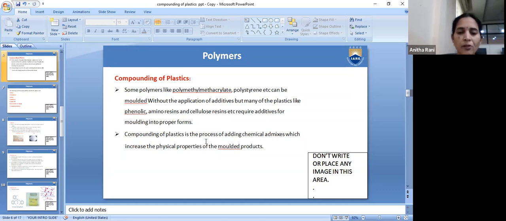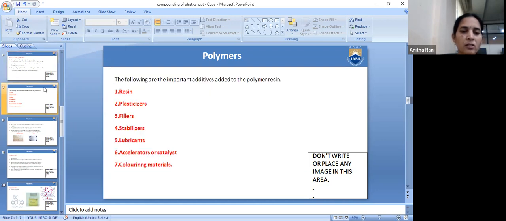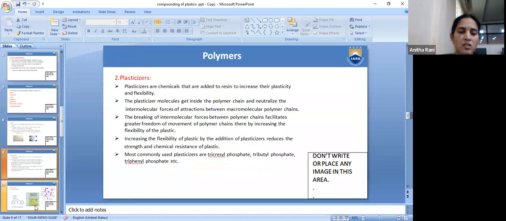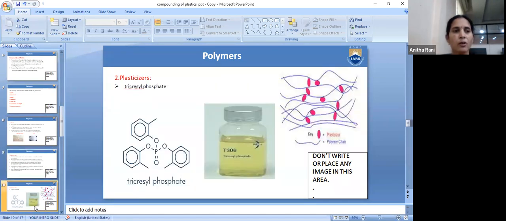Compounding of plastics is the process of adding ingredients or chemical admixtures which improve the physical properties of the molded products. So first you have to know what compounding of plastics is. Then you can write what ingredients we are taking, one by one. Write the 2 types of resins we are using, then plasticizers, fillers, stabilizers.